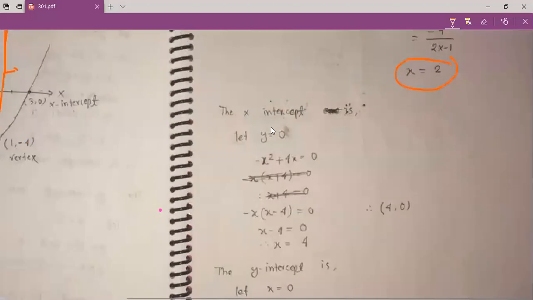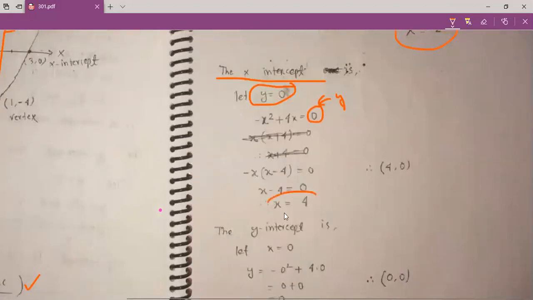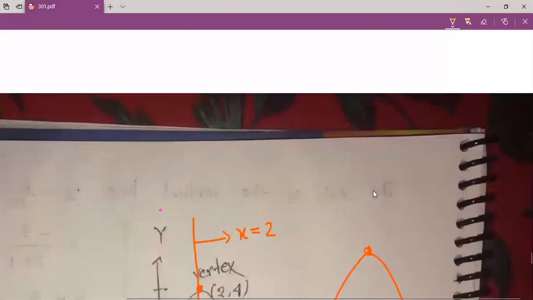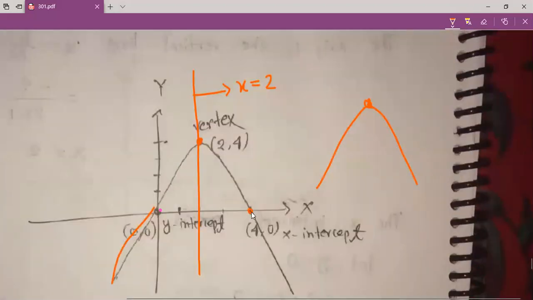Now let's find the x-intercept. If this is the x-intercept, then the value of y will be 0. So y is 0, and then we find x is equal to 4. For y equal to 0, we find x is equal to 4, and this is our x-intercept. You can see here in our graph, the x-intercept is 4, 0.